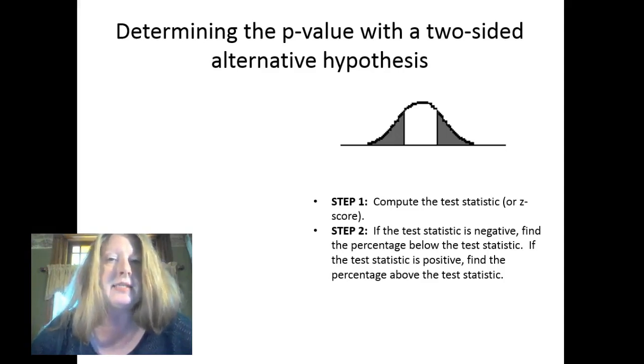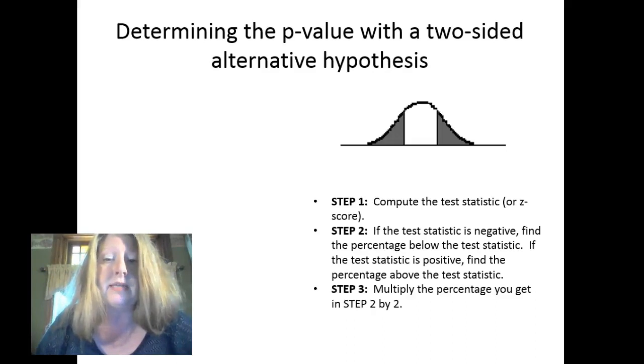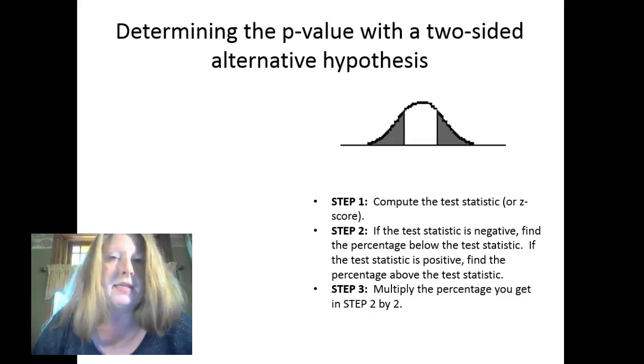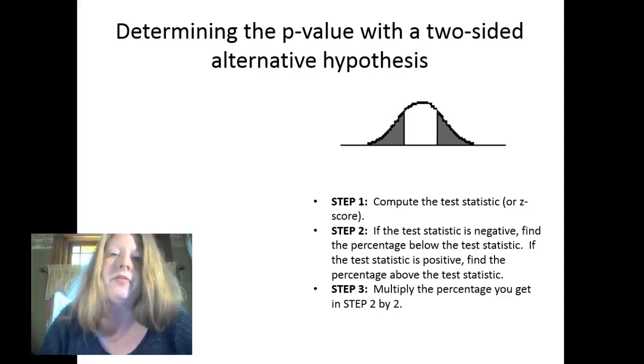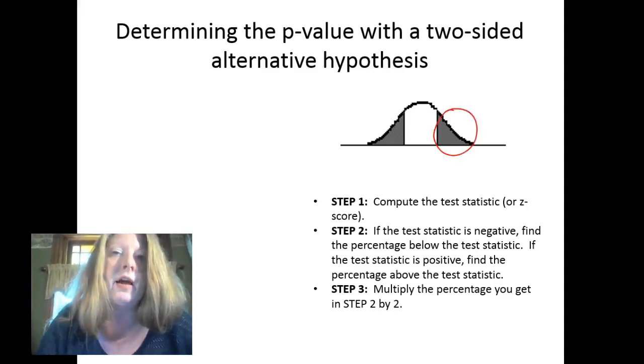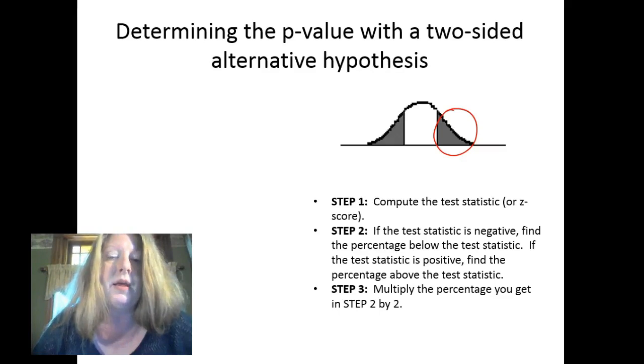If the test statistic ends up being negative, you go to table B and find the percentage below the test statistic. If it's a positive test statistic, you go to table B and find the percentage above the test statistic. So if it's positive, you'd look at the percentage there, and you'd need to subtract that from 100 to get the area that's falling in the upper tail of the distribution.